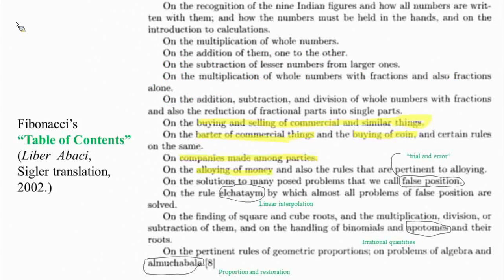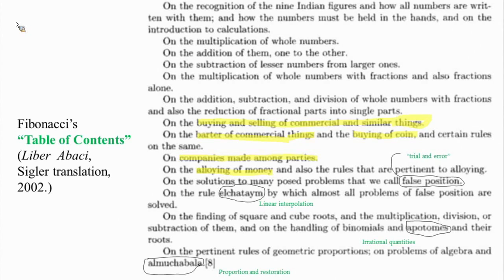Now, here's what's in that book, more or less. You can read the first parts of the book have to do with adding, subtracting, multiplying, and dividing whole numbers, and dealing with fractions. One part is on the buying and selling of commercial things. Right? So remember, he's talking to tradespeople. He figures he's probably going to get more publicity if he talks to tradespeople. An interesting idea, right? But of course, the book remained quite unknown for a long time.